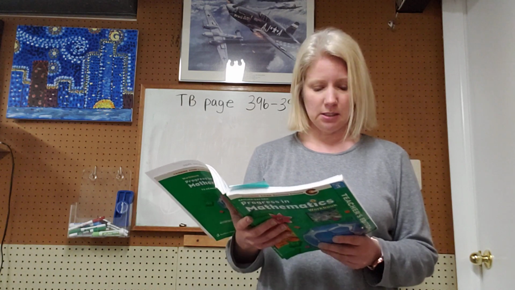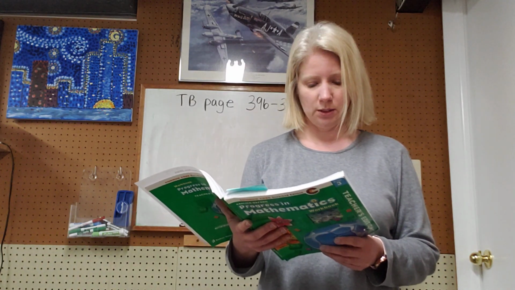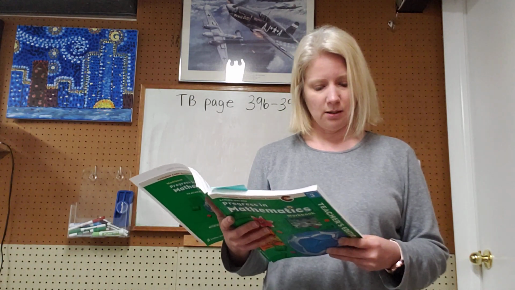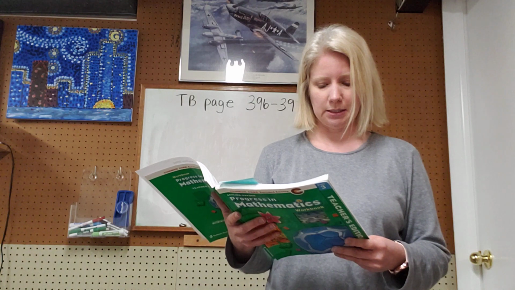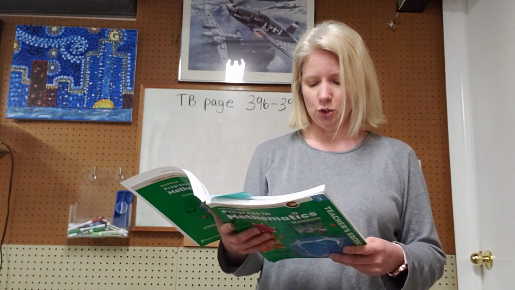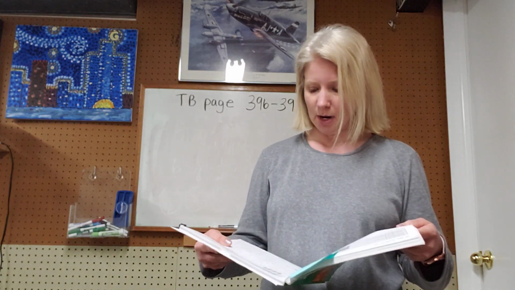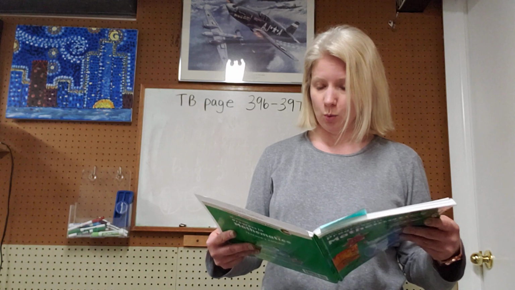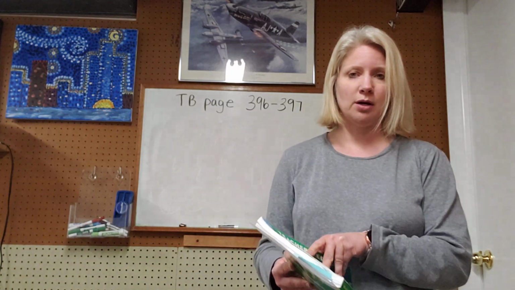Number 17: 3 fourths, 5 eighths, 2 fourths. 19: 5 sixths, 2 thirds, 2 sixths. And 21: 8 ninths, 2 thirds, and 1 ninth. Tomorrow we'll correct workbook page 149, and today's lesson is finding part of a set.